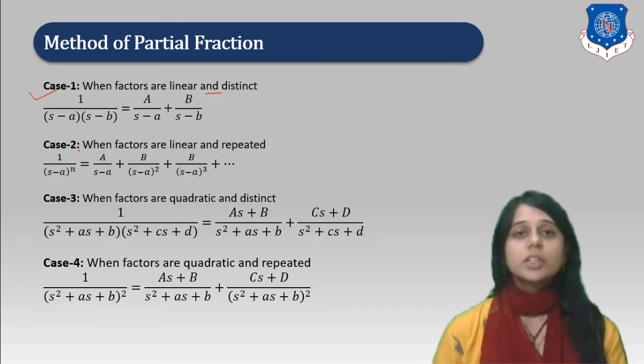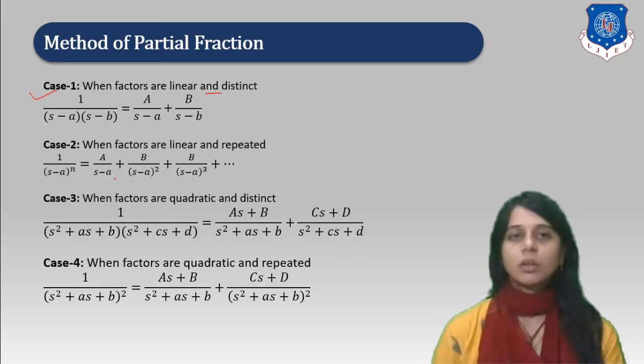What is case 2? Case 2 says the linear root is repeated, so (s minus a) raised to n. So we create a polynomial in the denominator: s minus a, plus (s minus a) whole square, plus (s minus a) whole cube. So both are linear formations.